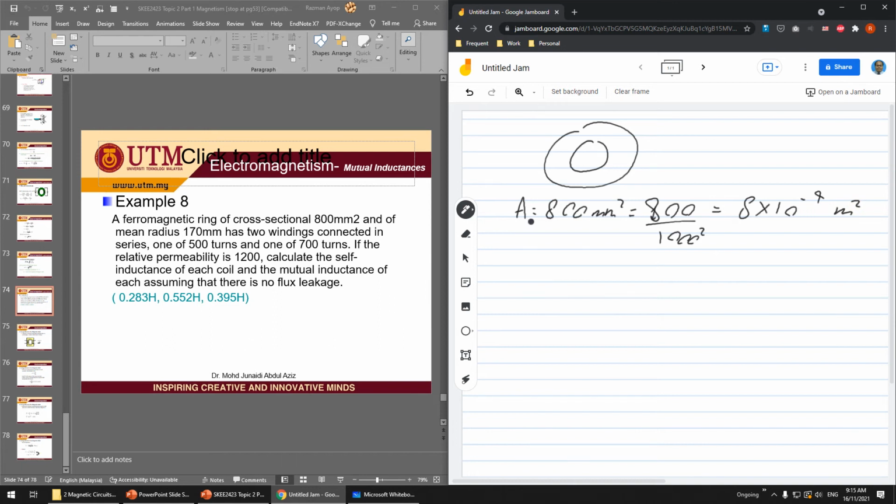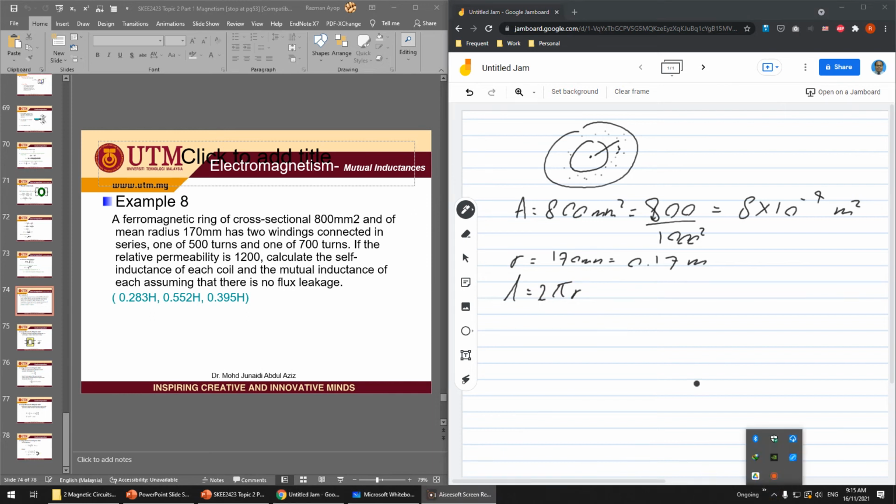The radius, from this one to this one, is the mean radius. So r is equal to 170 mm, which equals 0.17 meter. Of course you have to find the length of this one, so L is equal to 2 pi r, which is 2 pi times 0.17, so 1.07 meter. This is the length.